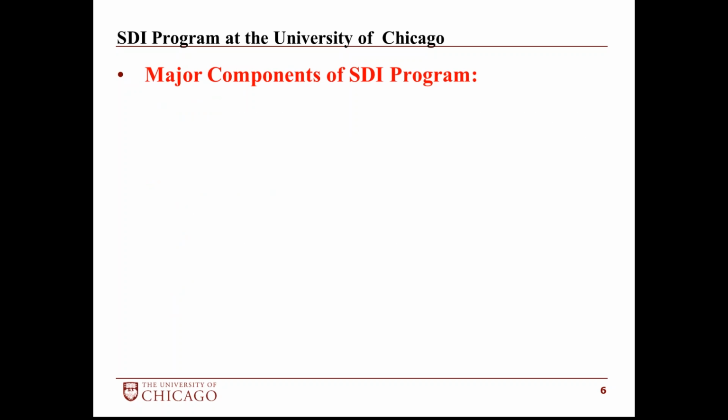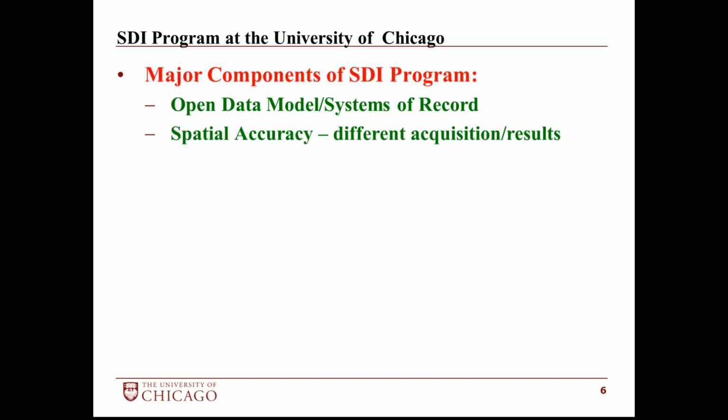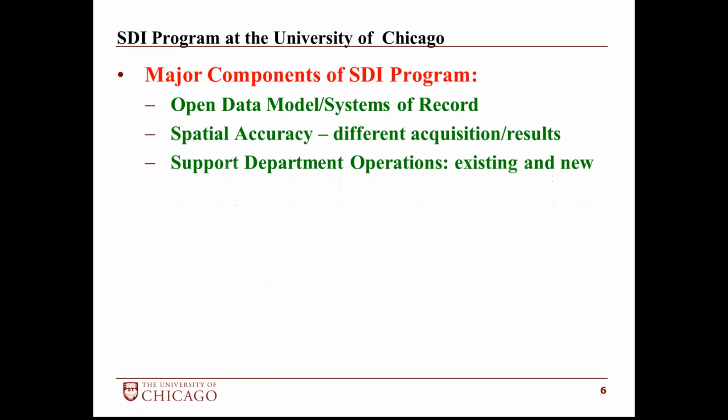So with that, how do we go about it? So we get into the major components of the SDI program. And this first concept is the open data model system of record concept. So we'll discuss that a little bit and what that actually means. Spatial accuracy, of course, is a very important consideration. And we were talking about how we're going to manage that process with different acquisition technology and different results, right? We'll be taking information from systems of record, from BIM models, from point clouds, and so forth. And they have varying degrees of spatial accuracy, and we have to manage that. And, of course, we have to support department operations, both existing and new. So we have to have a plan, a roadmap on how that all is actually going to get pushed over into the SDI and being able to utilize that spatial data for those areas.